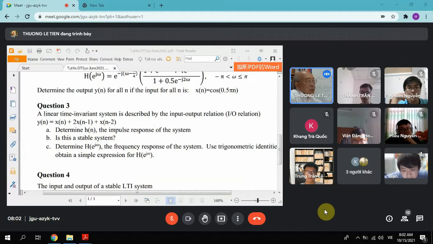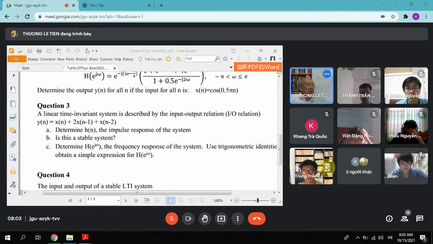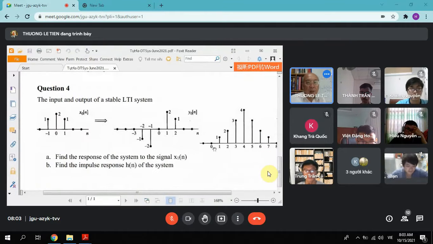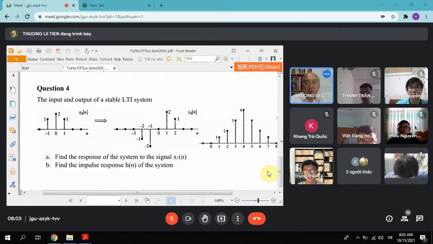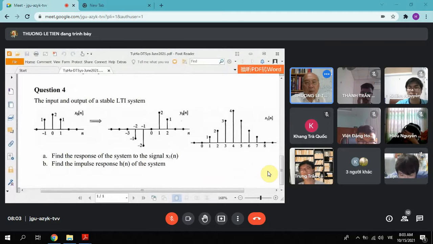Okay. Now we move to part C. Determine H(e^jω). Use the trigonometric identity to obtain the expression of H(e^jω). That one is no problem. You can practice on that. Okay, so number 4. Now, what is number 4?